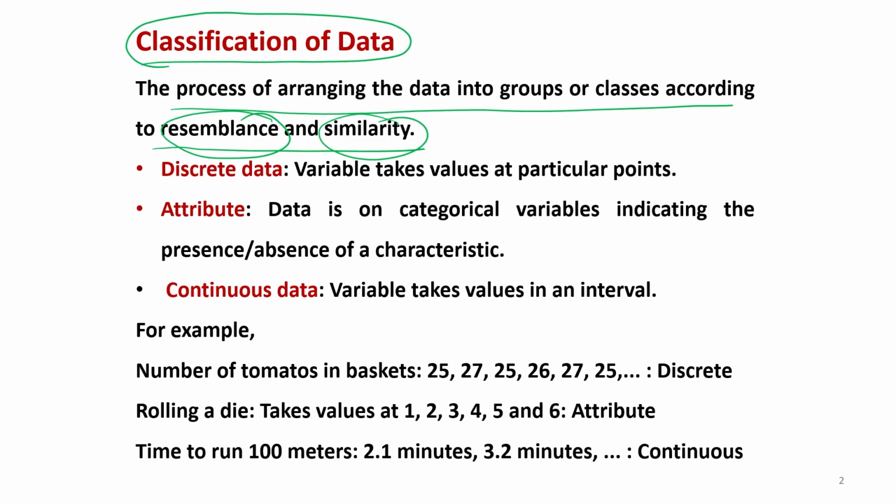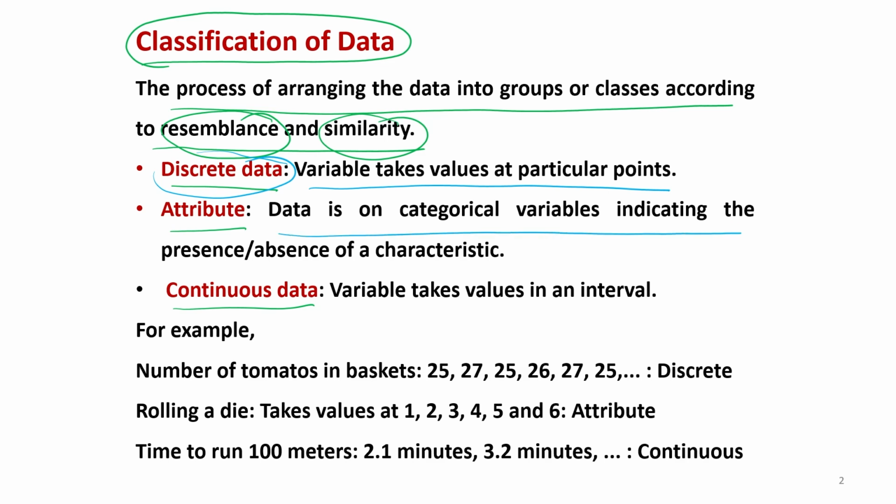Now when we are collecting information on the data, then as we have discussed earlier, the data can be of different types. That can be discrete data, that can be an attribute, or that can be continuous data. If the variable takes values at particular points, then the data will be considered as discrete data. And when we are collecting data on a categorical variable which indicates the presence or absence of a characteristic, then it is attribute data.